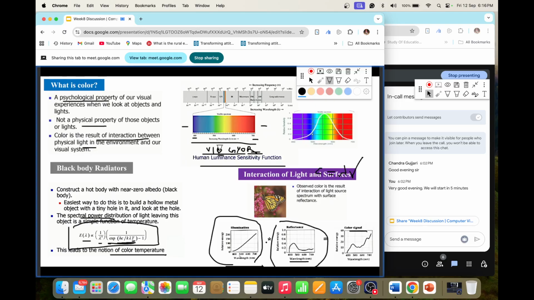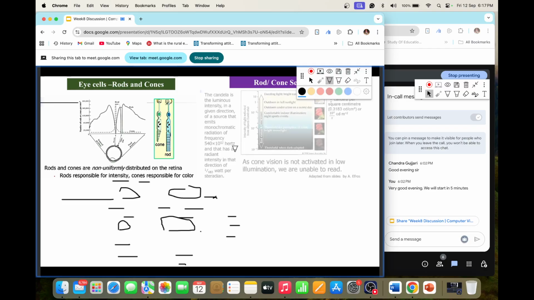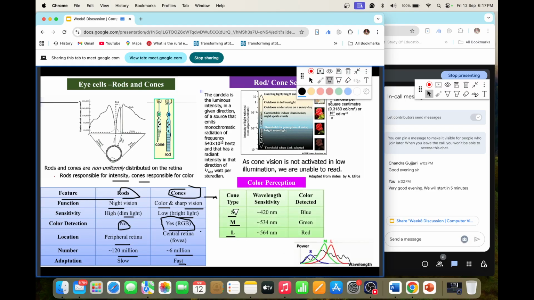Okay, so for blue, as the wavelength of blue is the shortest, that is why we call it the shortest wavelength regarding our cone cell, because the cone cell detects these three wavelengths. So this S, shortest wavelength, means blue. Medium wavelength means green, and longest wavelength means red. That is how we perceive the color.